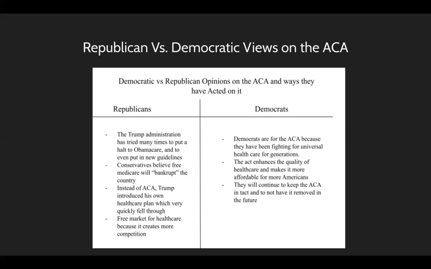Additionally, the uninsured rate has been almost cut in half because of the Affordable Care Act. According to Democrats.org, discrimination based on pre-existing conditions is now illegal, and nearly 8 in 10 Americans who recently shopped for health insurance in the marketplace could get it for less than $100 per month. And lastly, they will continue to keep the Affordable Care Act intact and to not have it removed in the future in order to protect millions of Americans.